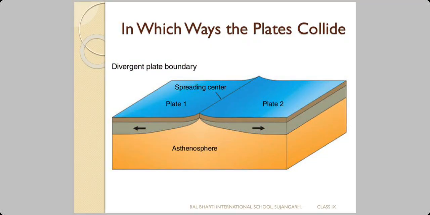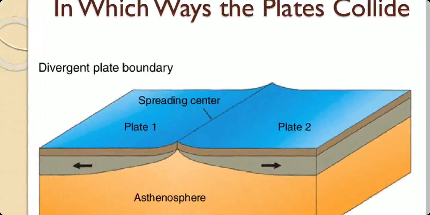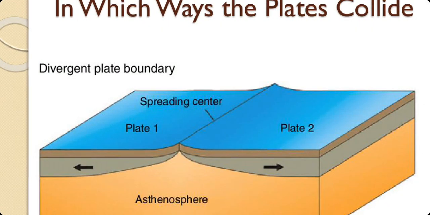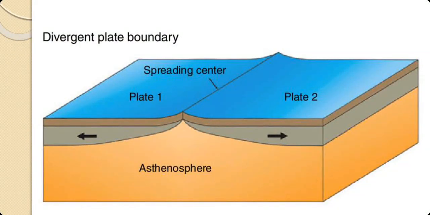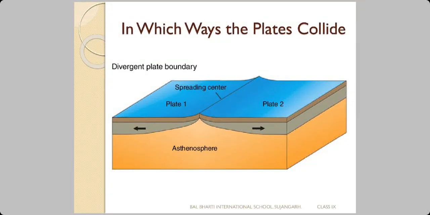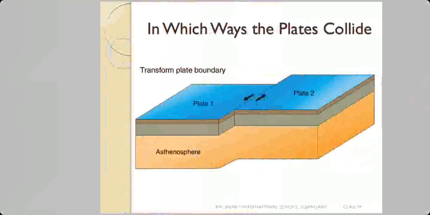Now, when the plates go away from each other, they are said to be diverging, or these are the divergent plate boundaries. If the plates are moving away from each other, below them is the mantle of the earth, and magma from there rises upwards and fills the place which these plates have left. And this causes the expanding of the sea floor.